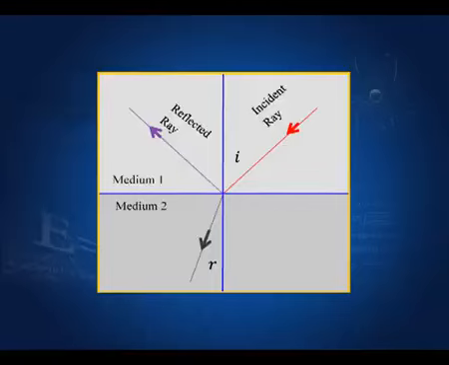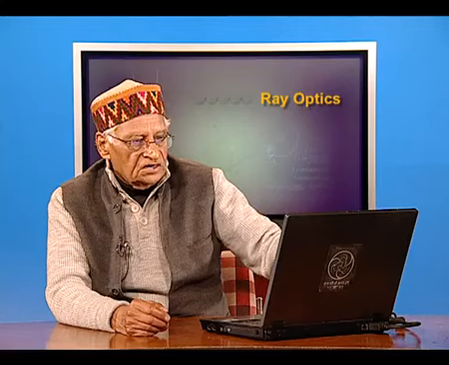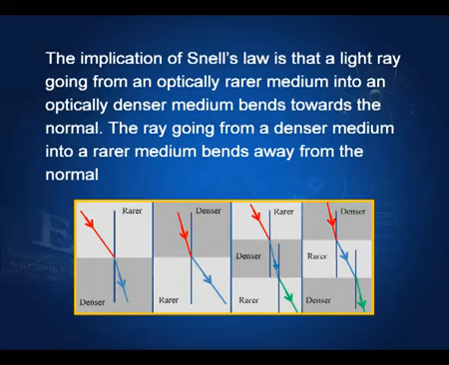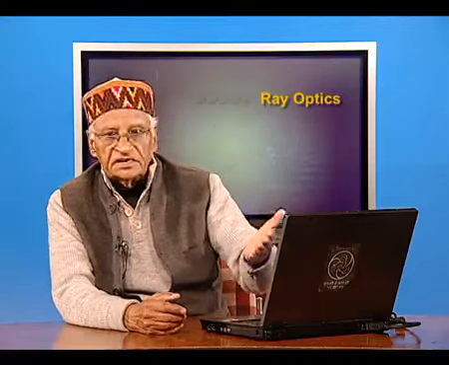The refractive index is taken as the measure of how optically dense a medium is. Perhaps you have noticed I have tried to show the optical density of the medium by these shades. This, for example, is optically denser than this one. Glass, which has a refractive index of 1.5, is an optically denser medium than air, whose refractive index is 1.0003. The implication of Snell's law is that a light ray going from an optically rarer medium into an optically denser medium bends towards the normal. Why? Because the refractive index has to be greater than 1. Why? We will see in a moment.